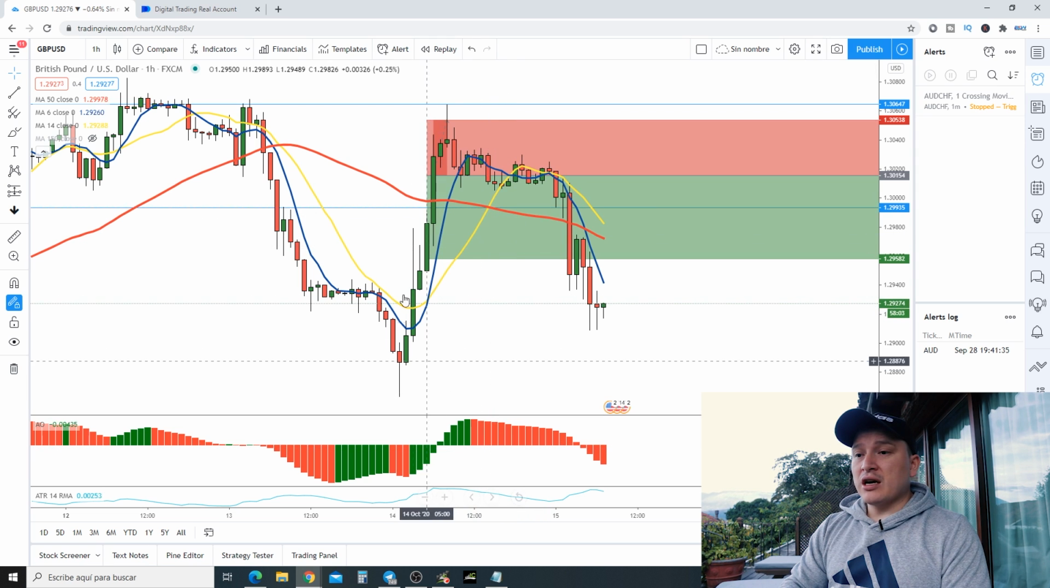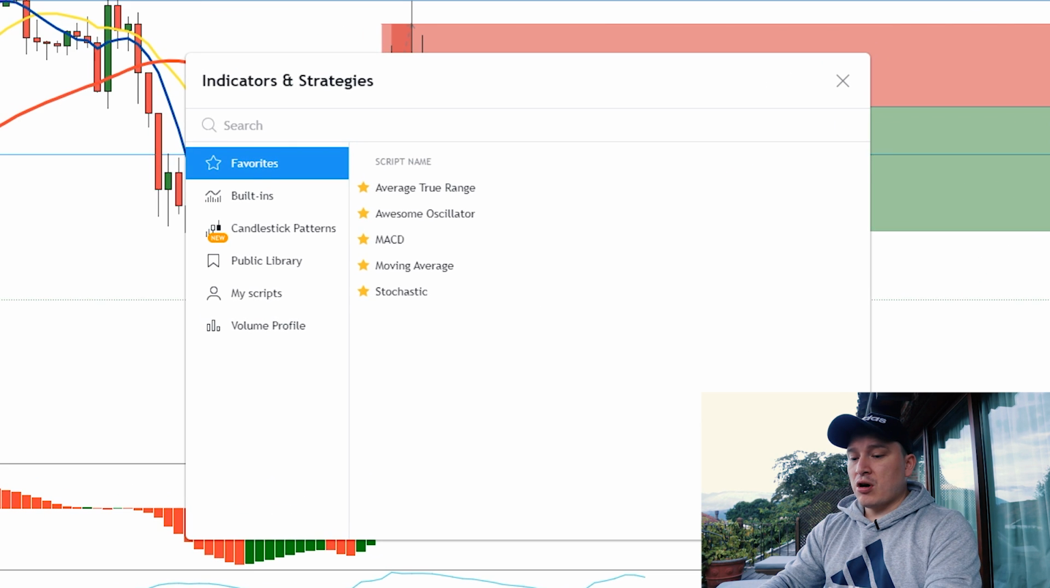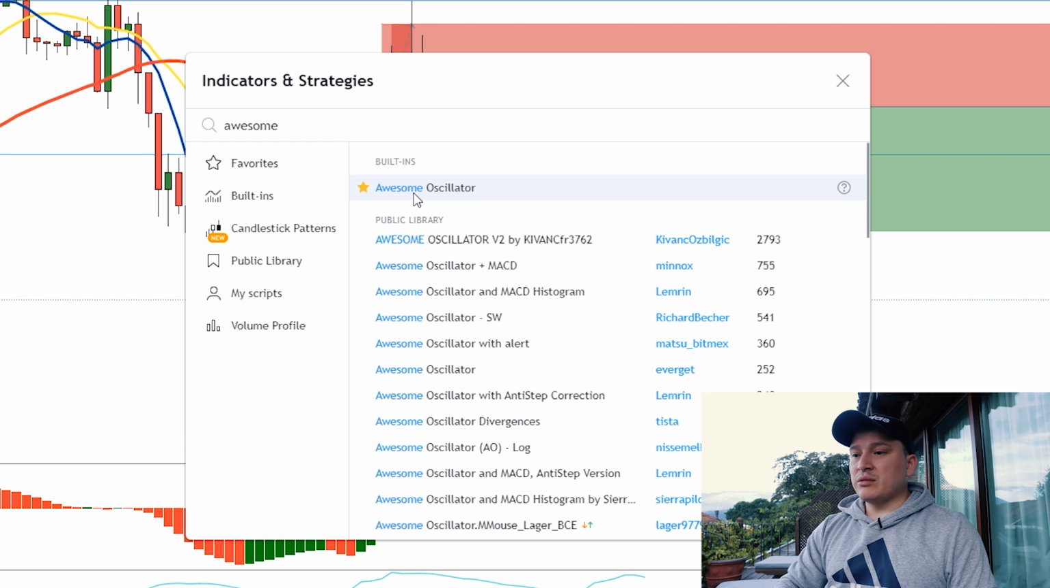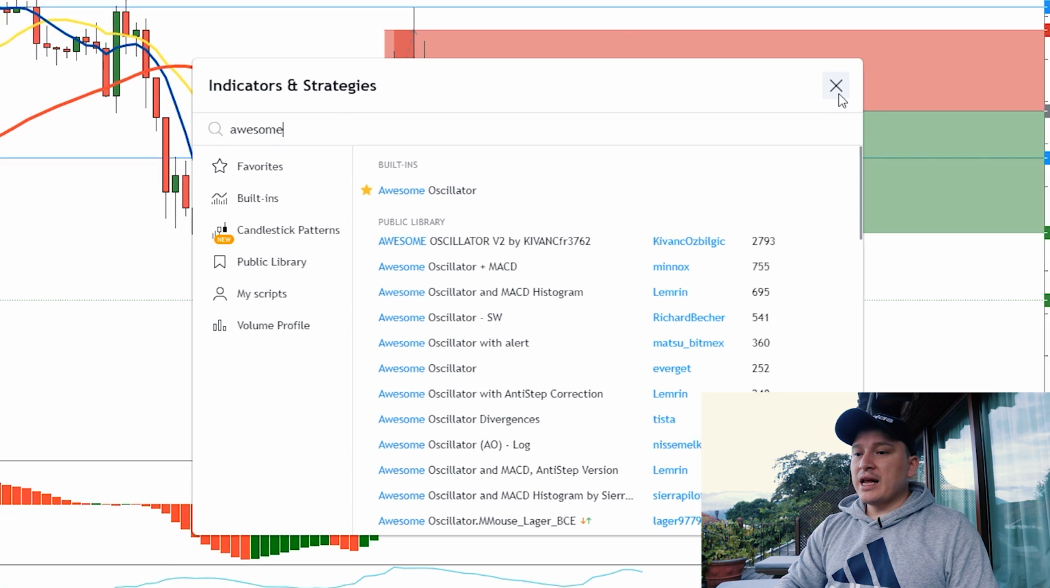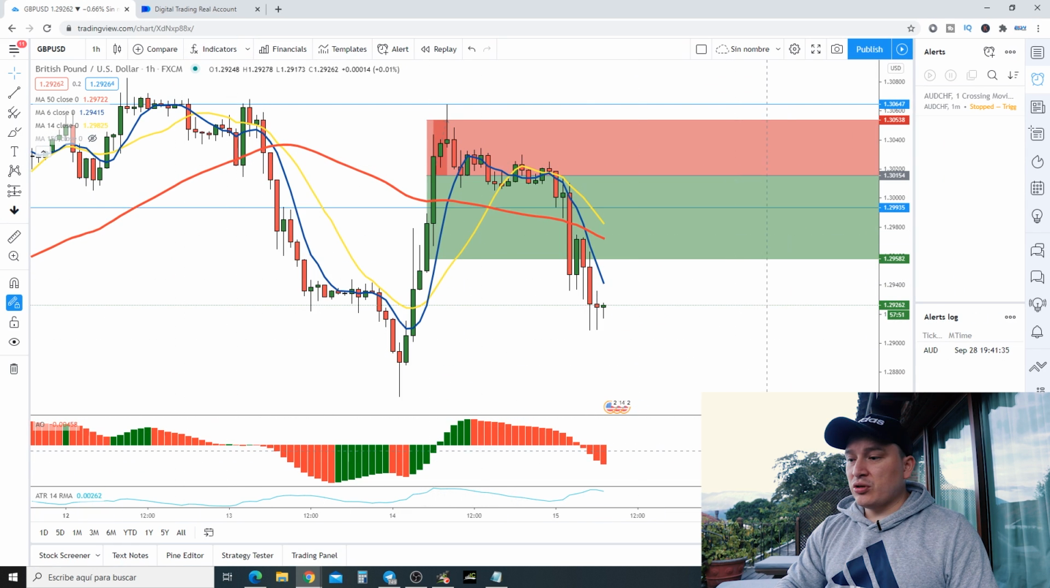If you want to use the awesome oscillator, you need to go to indicators right here and just type awesome, and you will see awesome oscillator right here. I have it as my favorite. Let me show you my settings.